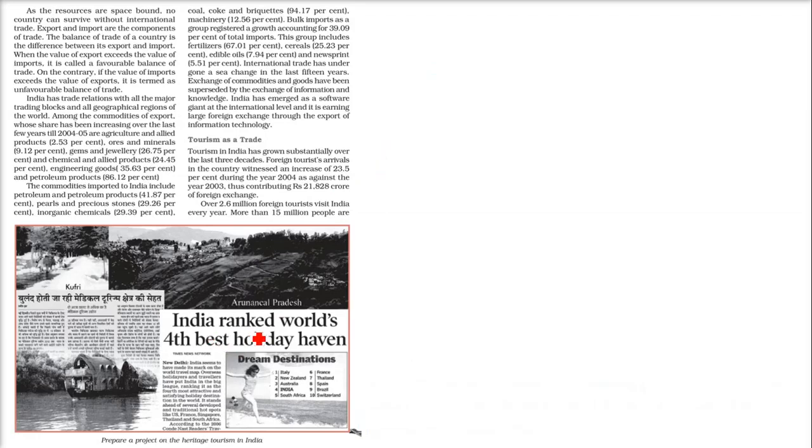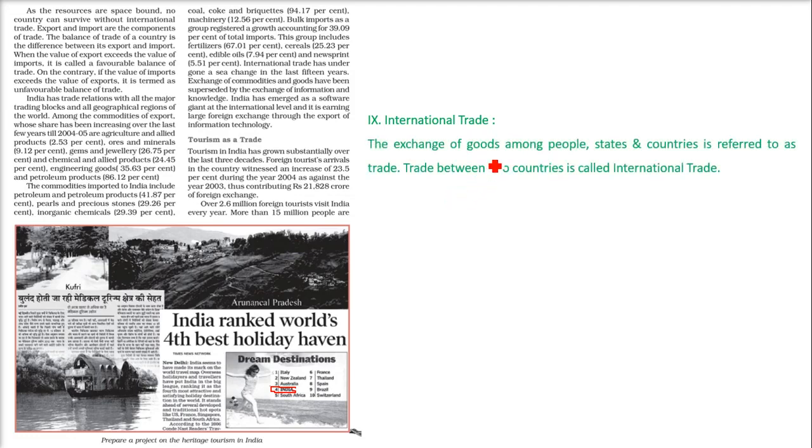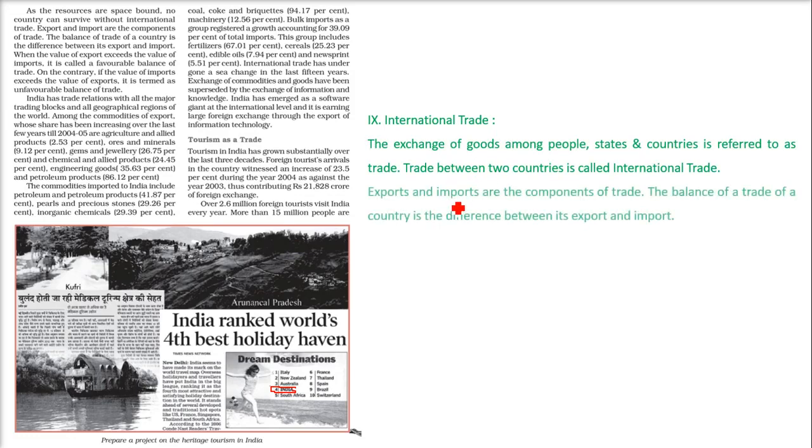When we talk about tourism, India is ranked the world's fourth holiday haven. This is just a newspaper cutting to show that India has a lot to do with Paryatan, tourism. So, tourism as a trade. Let me tell you first about international trade, then we go to tourism. The exchange of goods among people, states and countries is known as trade. Viniyam, exchange. Trade between two countries is called international trade.